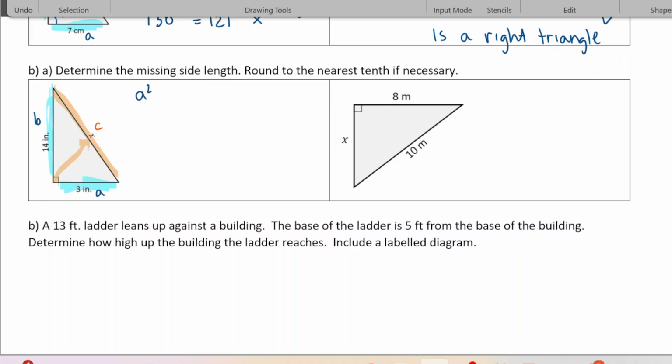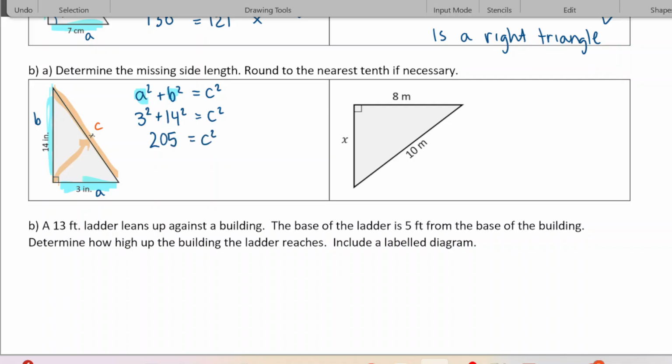So I'm going to set up my Pythagorean theorem like this. A squared plus B squared equals C squared. And I'm going to fill in the numbers that I do know. So I know we have 3 squared plus 14 squared equals C squared. 3 squared plus 14 squared is 205.